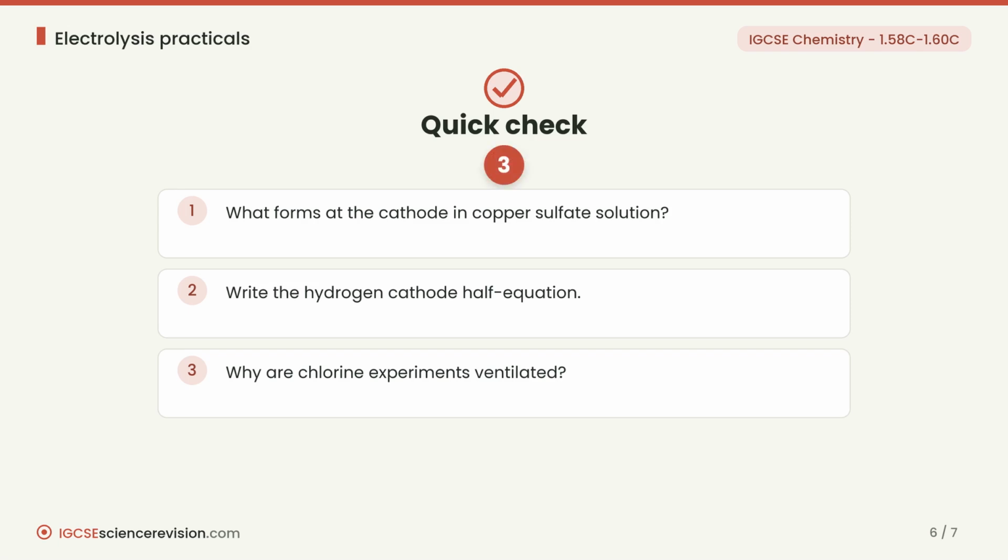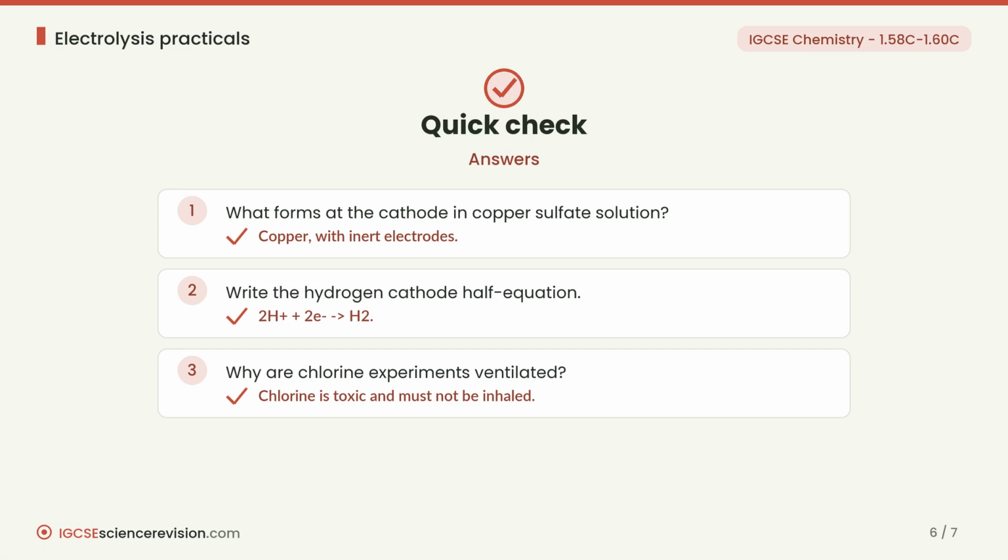3, 2, 1. Here are the answers. 1. Copper with inert electrodes. 2. 2H+ plus 2e- gives H2. 3. Chlorine is toxic and must not be inhaled.